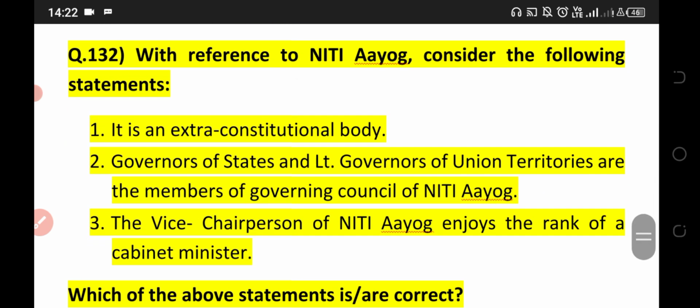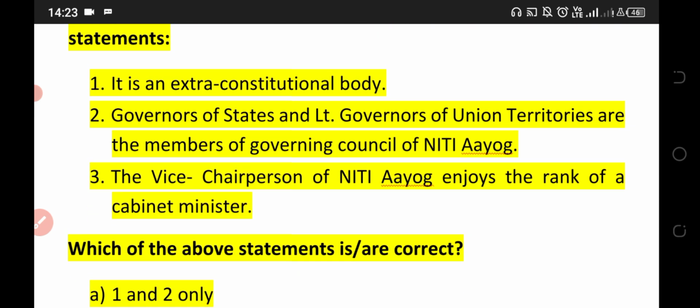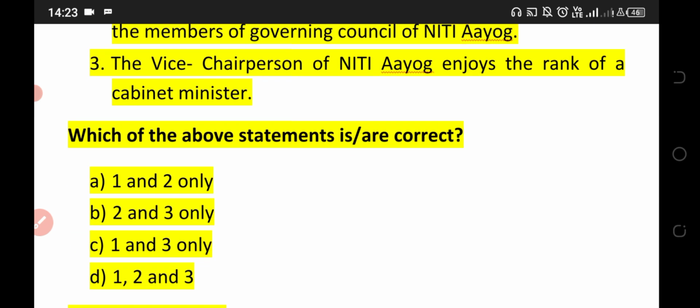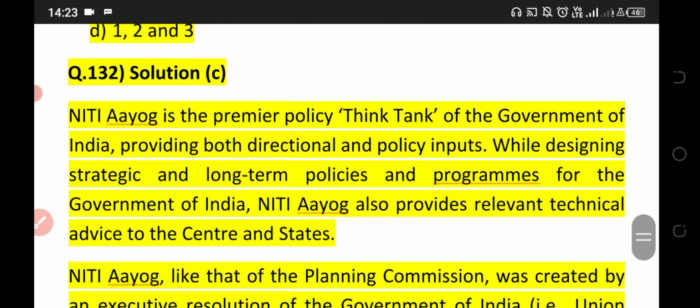With reference to Niti Aayog, consider the following statements. Niti Aayog is an extra-constitutional body. Governors of the states and the Lieutenant Governors of the Union Territories are the members of the Governing Council of Niti Aayog. The Vice Chairperson of Niti Aayog enjoys the rank of the Cabinet Secretary. Which are correct? I think 2 and 3 is the right answer. 1 absolutely.